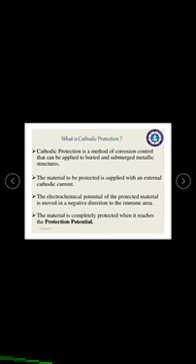Once again I'm repeating, cathodic protection is a method of corrosion control that can be applied to buried or submerged metallic structures. The material to be protected is supplied with an external cathodic current. The electrochemical potential of the protected material is moved in a negative direction to the immune area. The material is completely protected when it reaches the protection potential.